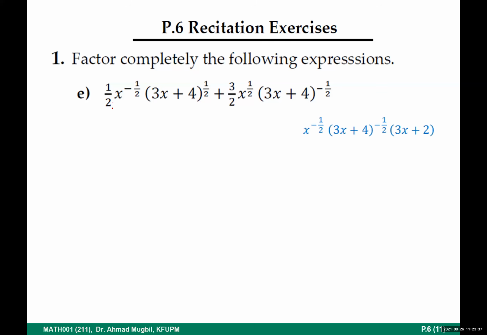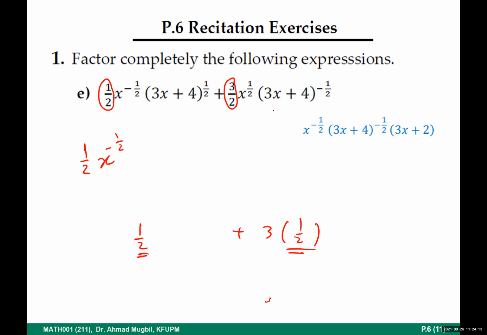Now let's look at the coefficients. We have here a half and we have here 3 over 2. Is there a common factor between a half and 3 over 2? Yeah, Shabab, here you have a half, here you have 3 halves. So here, in fact, you have 3 times a half. What is the factor that is in both terms? A half. So we will take a half as a common factor. Now, x to the power negative a half, x to the power half. x to the power negative a half.